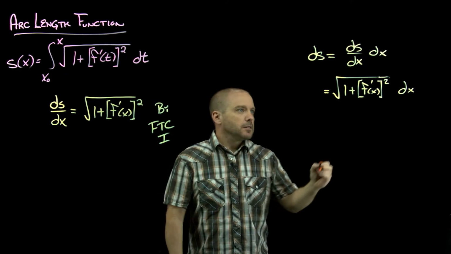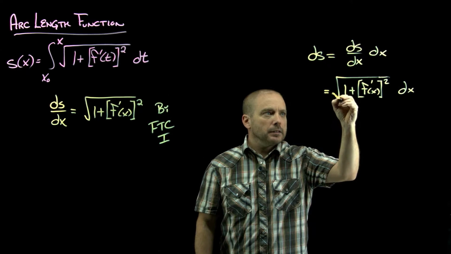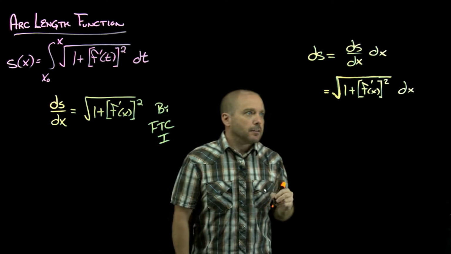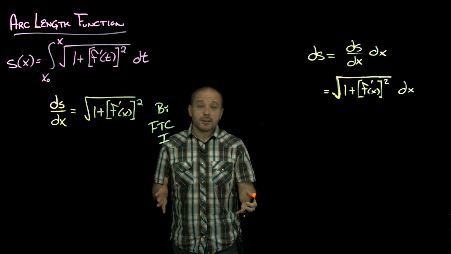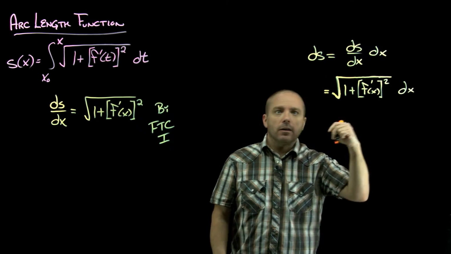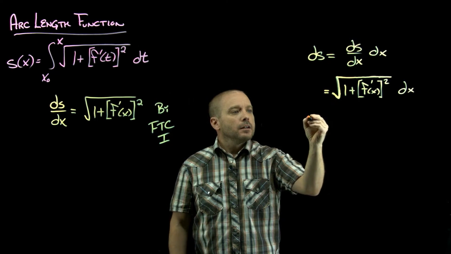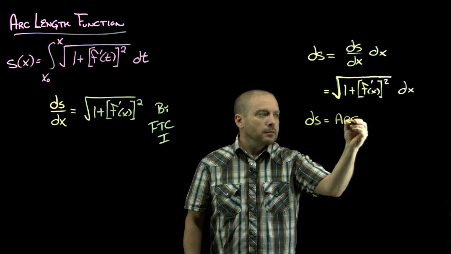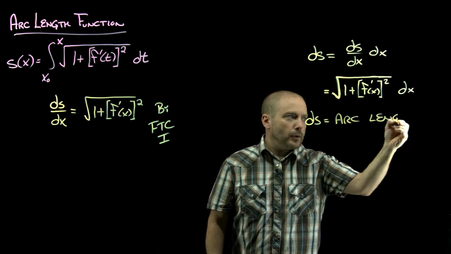But this thing looks kind of familiar, right? This looks like part of our integral for arc length. It looks like the part without the integral symbol, right? This thing here, ds, is what we call the arc length differential.